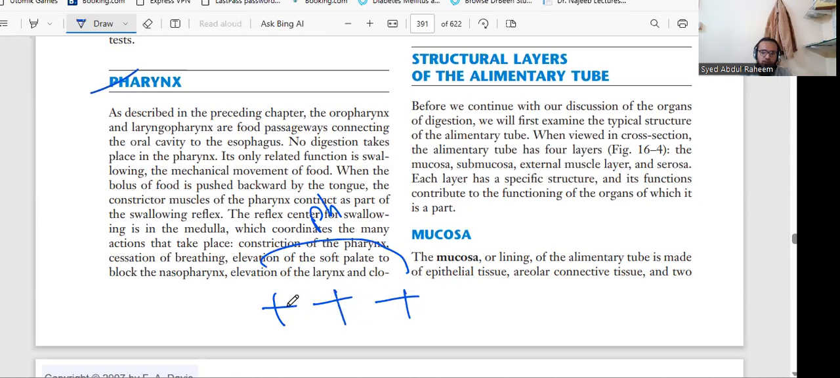Nasopharynx, oropharynx, laryngopharynx. Naso is near the nasal cavity. Okay. Oro is near the oral cavity. Laryngo is near the larynx. So this whole area is known as the pharynx. Okay, this is the thing we have to remember.